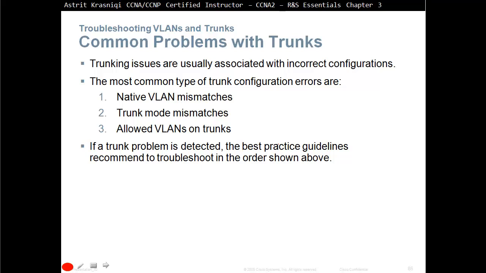Common problems with trunks. Trunking issues are usually associated with incorrect configuration. The most common trunking configuration errors are native VLAN mismatches. I told you all the switches have to have the same native VLAN. It doesn't have to be 1, it can be any, as long as it is the same. Another is trunk mode mismatches. For example, if one side says switchport mode trunk and the other says switchport mode access, that doesn't work. Then there are allowed VLANs on the trunk. If a trunk problem is detected, the best practice guideline for troubleshooting is the order shown above.